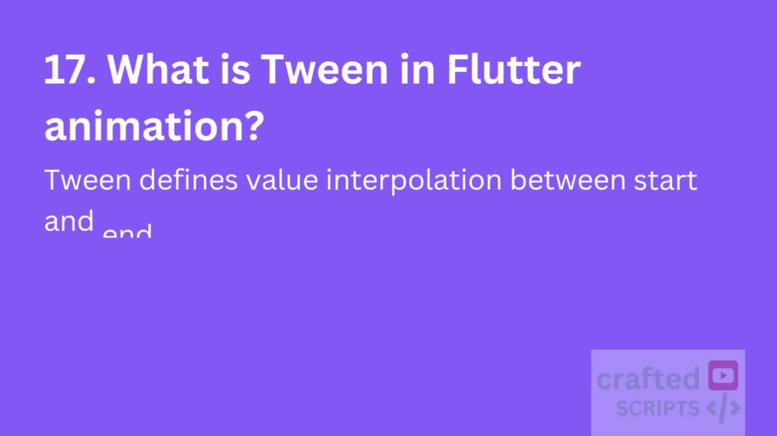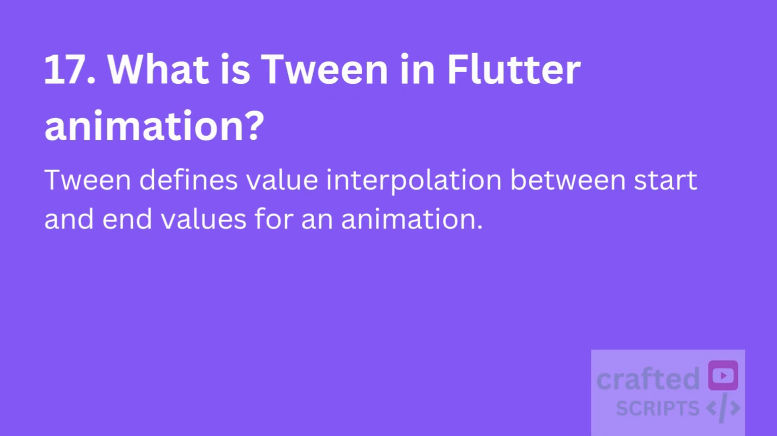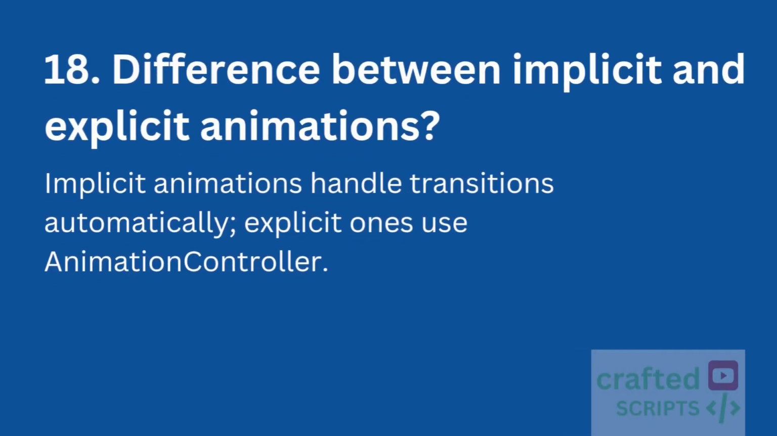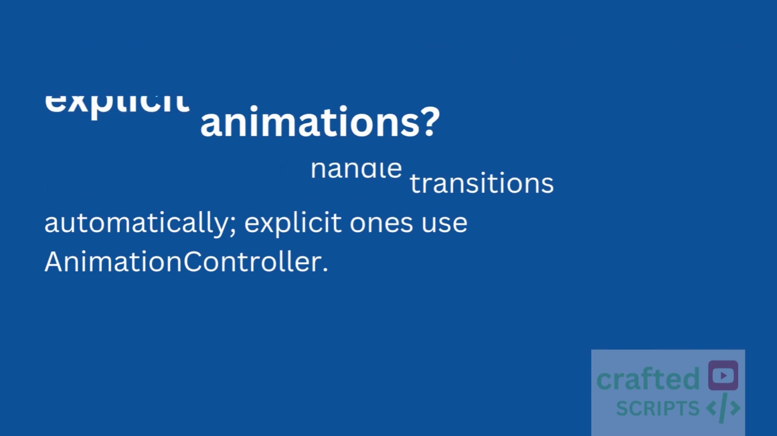Question number 17. What is Tween in Flutter animation? Tween defines value interpolation between start and end values for an animation. Question number 18. Difference between implicit and explicit animation. Implicit animations handle transitions automatically, explicit ones use AnimationController.